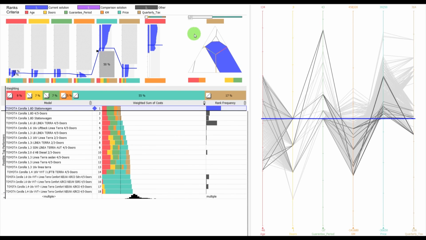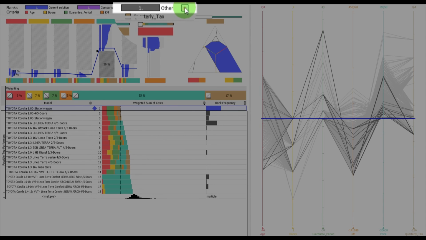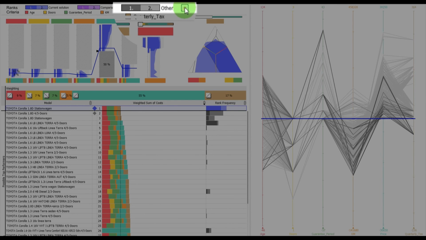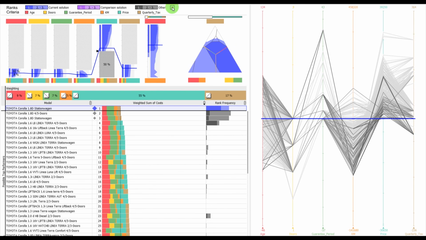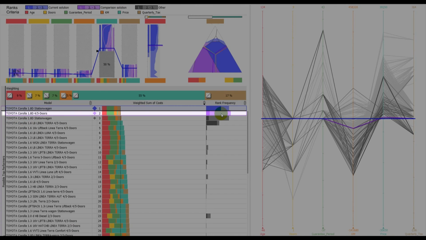For some decision-making problems, solutions ranking second or third may also be interesting. The user can specify the number of ranks that are additionally shown as context. We encode this rank context with a decreased brightness. For example, this reveals a car that often ranks well, but rarely ranks first.